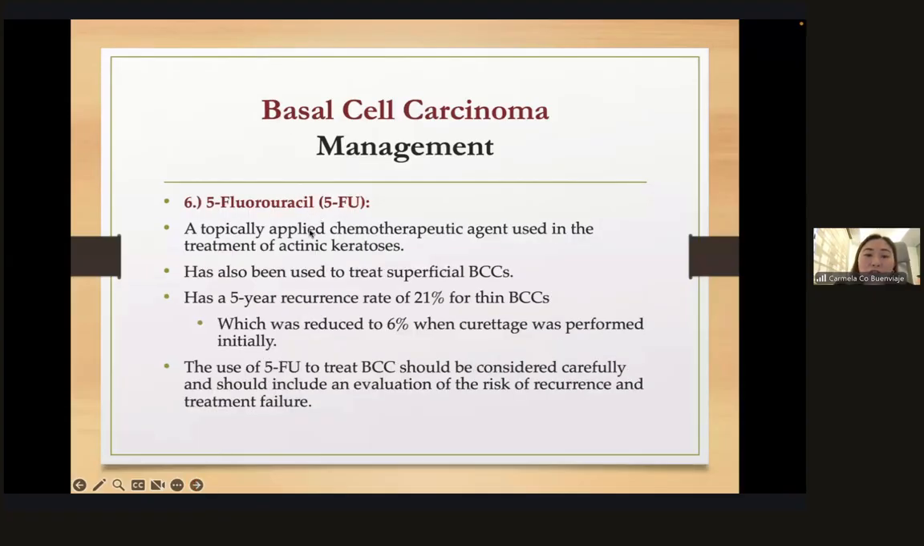Okay, so 5-fluorouracil is another topically applied chemotherapeutic agent used in the treatment of actinic keratosis and has also been used in superficial BCCs. But there's a 5-year recurrence rate of 21% for the thin BCCs. So the use of 5-FU to treat BCC should be considered carefully and should include an evaluation of the risk of recurrence and treatment failure.